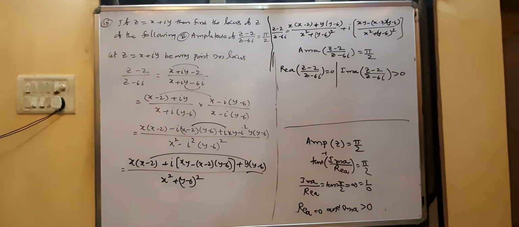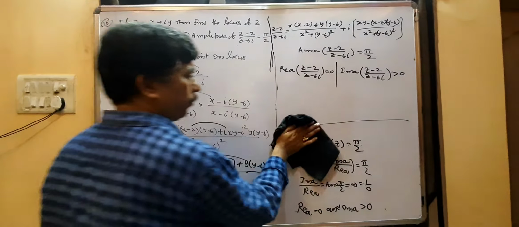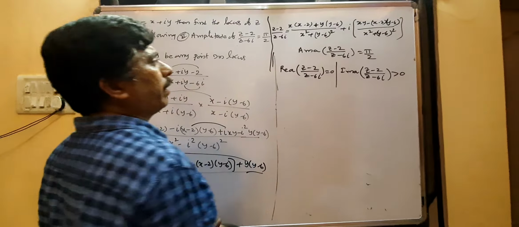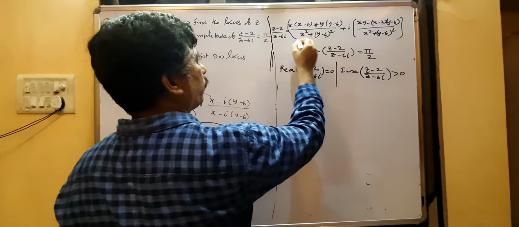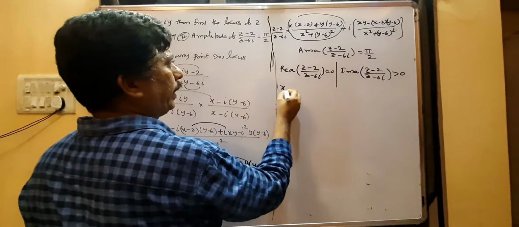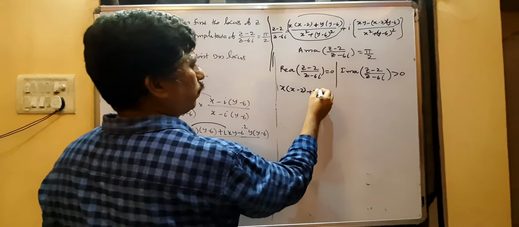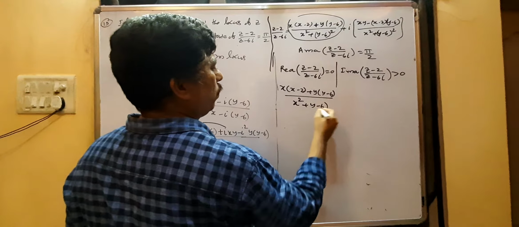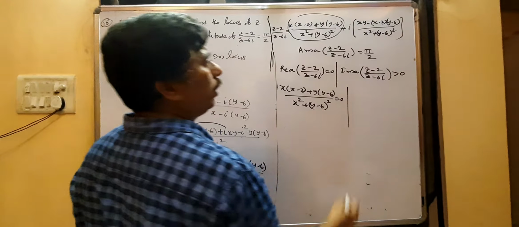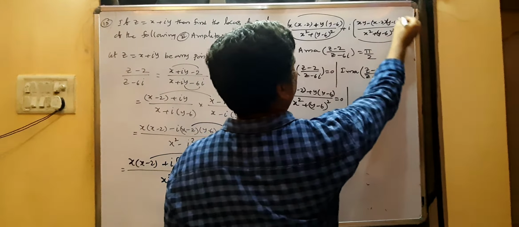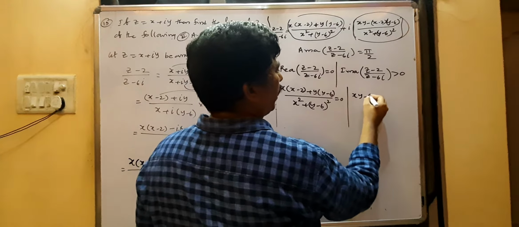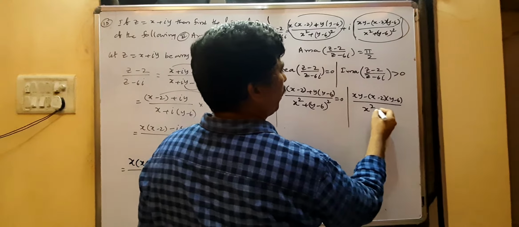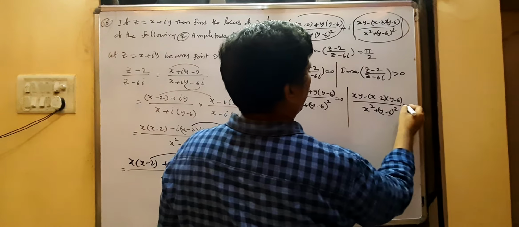So you have to take the real part. What is the real part in this one? Given real part is what? This is the real part you have, equal to 0. That is x(x minus 2) plus y(y minus 6) by x square plus (y minus 6) whole square equal to 0. And the imaginary part, what is the imaginary part you have? xy minus (x minus 2)(y minus 6) by x square plus (y minus 6) whole square greater than 0.